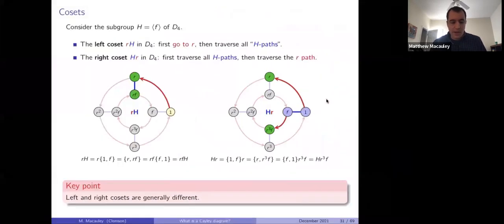Now, a coset, there's obviously left and right cosets, if you know about these. So a left coset, here's an example. H here is going to be this subgroup. So the left coset RH, you do R, and then you do the paths in H, and you get these two. The right coset is you first do the H paths, and then you do R. Notice that these are different. Left cosets and right cosets need not be the same.